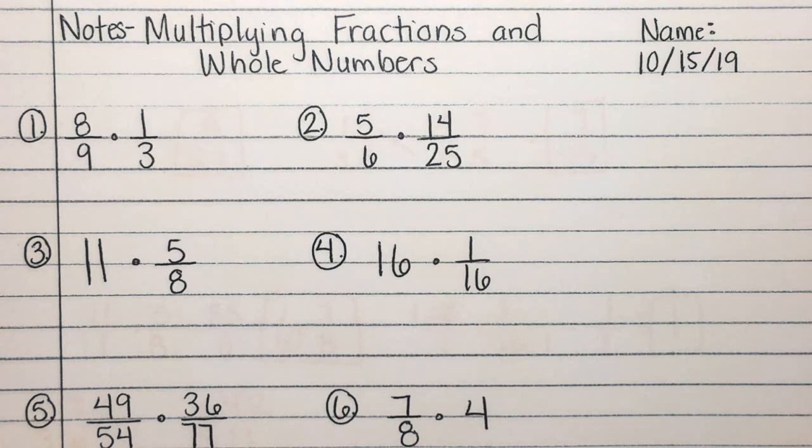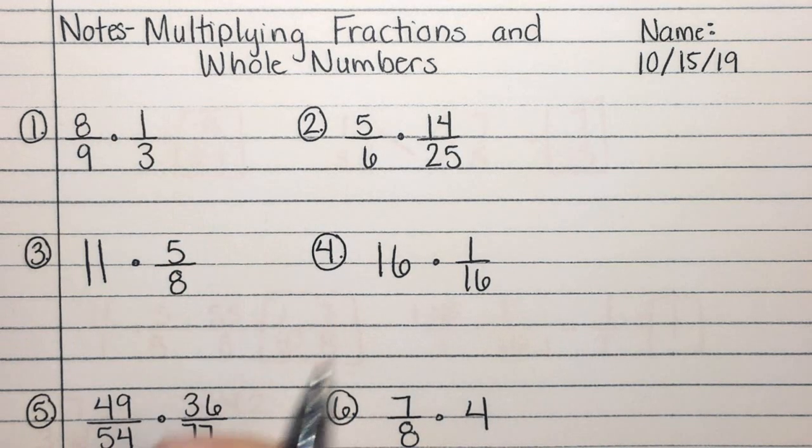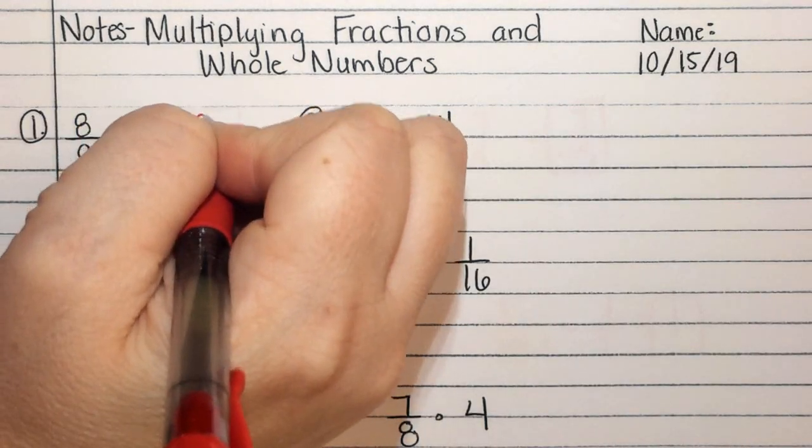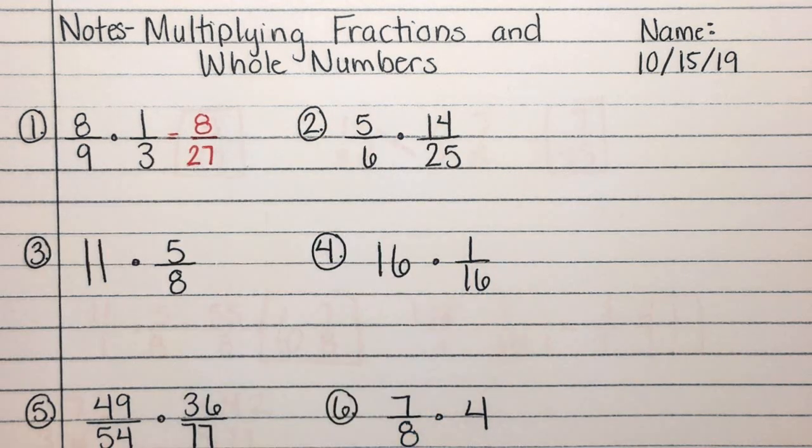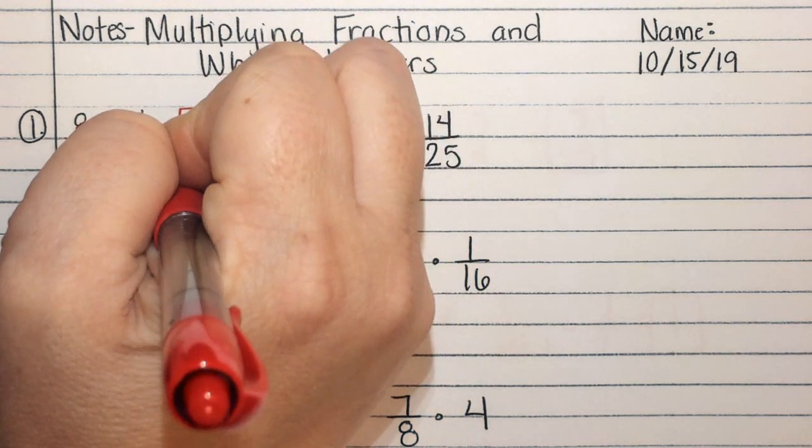Straight across. There's your rule. Just go straight across. So if I look at number 1, what's 8 times 1? 8. And then on the bottom, what's 9 times 3? Ta-da! Will that simplify? We always want to see if it'll simplify. No. 8 and 27 will not simplify.